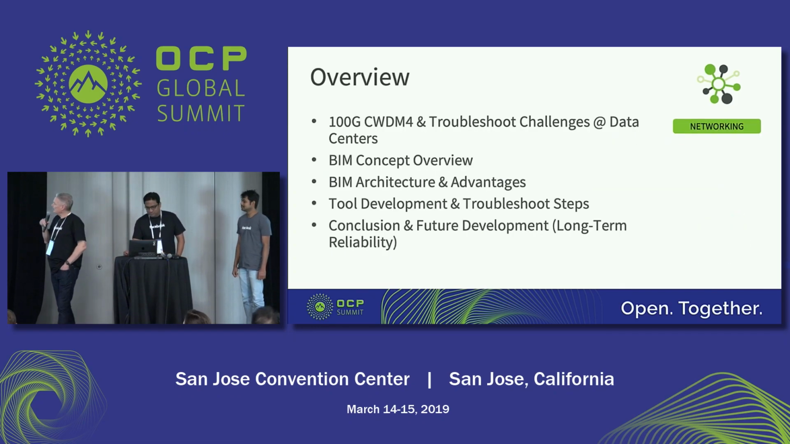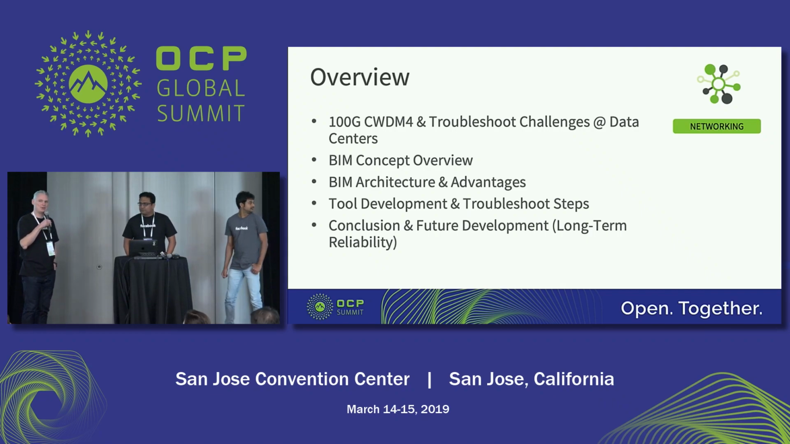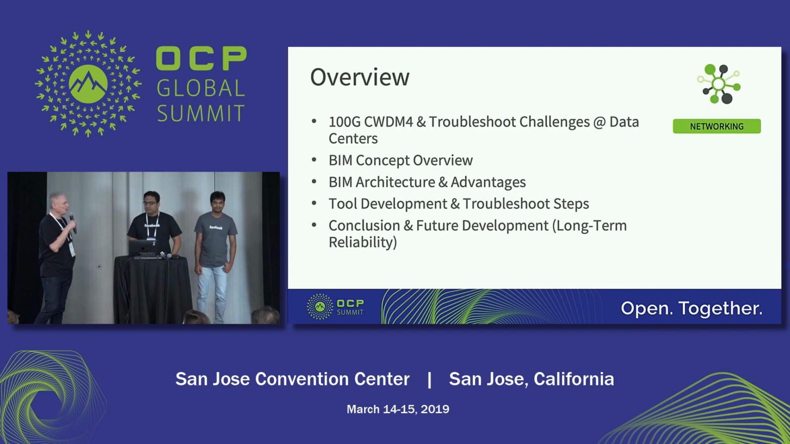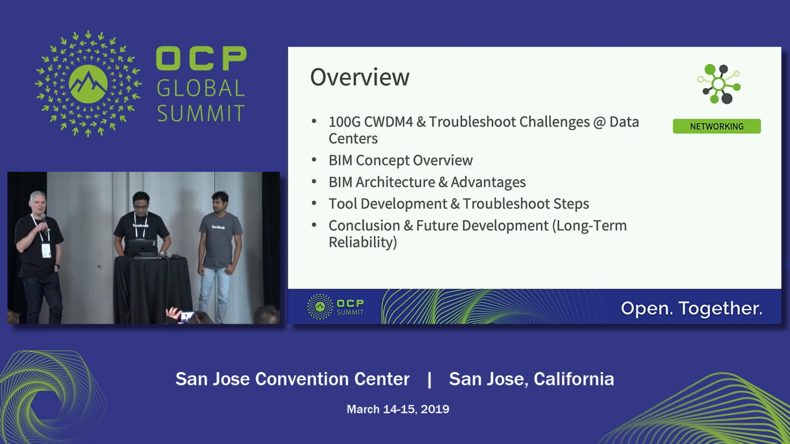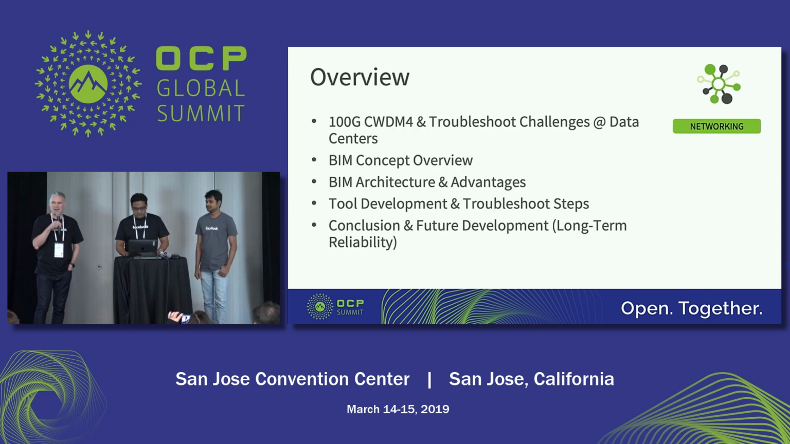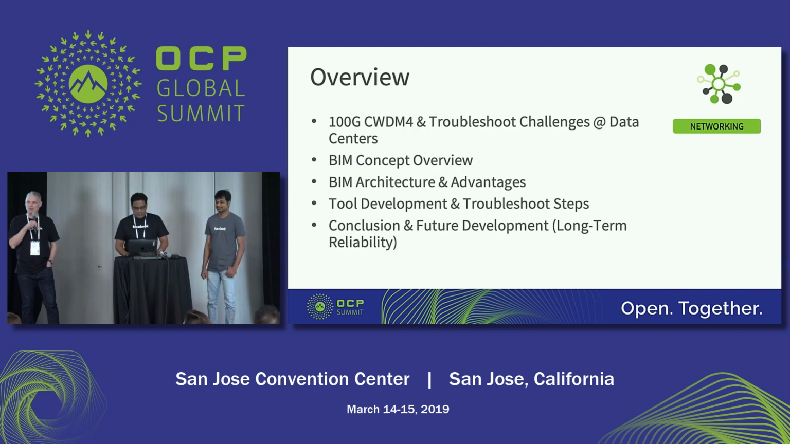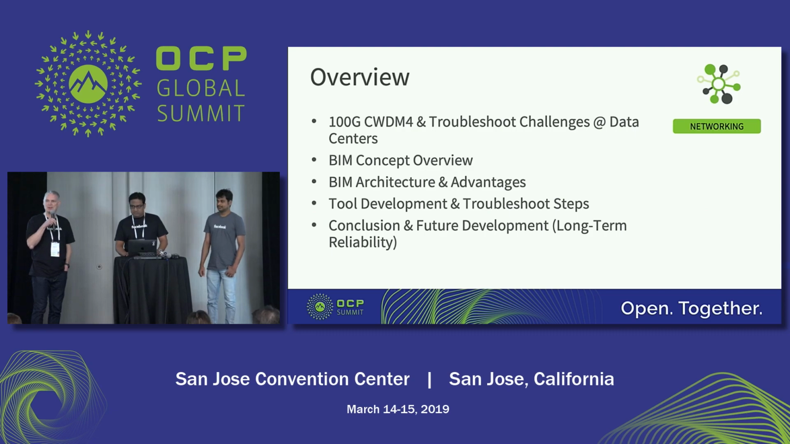So here's what we're going to cover. I'm going to start off by giving a little bit of background on some of the challenges when it comes to troubleshooting optics in our data centers. Then I'm going to hand it over to Abhijit, and he's going to give an overview of the BIM concept. He'll talk a little bit about the architecture and then some of the advantages it brings to us at scale. And then we'll hand it over to Ashwin. Ashwin's going to talk about the tool development, and he's also going to take us through some of the troubleshooting steps. And then we'll finish up with a recap, and we'll talk about some of the future development opportunities.